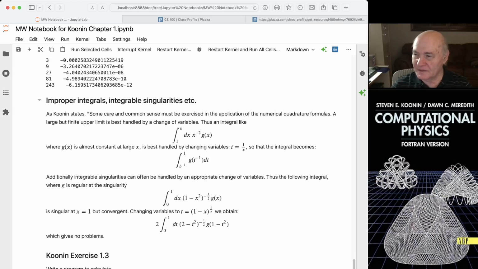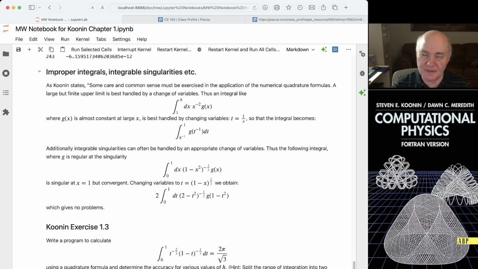Okay, so these formulas are the basic foundation for numerically doing definite integrals. But you can do improper integrals, and you can do integrals with integrable singularities. Unlike Maple or Mathematica, which do these things automatically, you don't have to tell it. It will know what to do. But Python doesn't. Maybe SciPy does. I don't know.